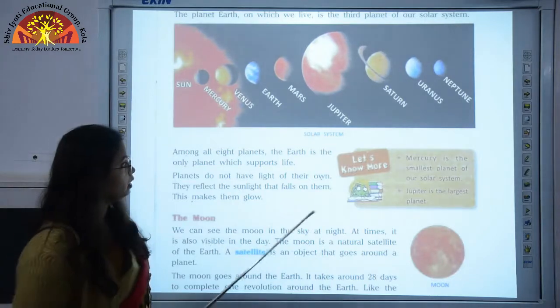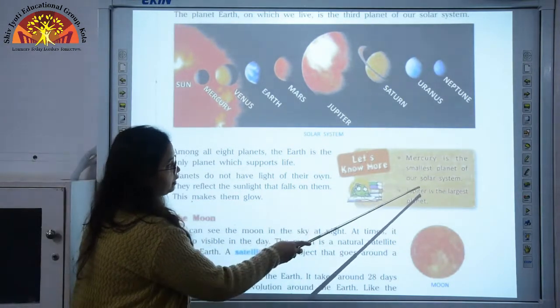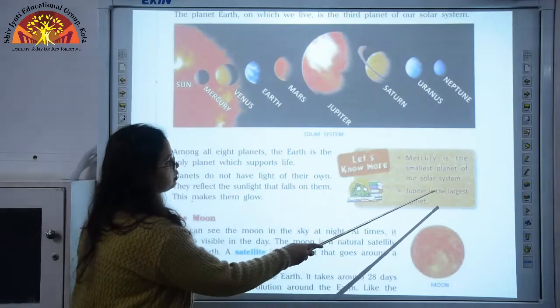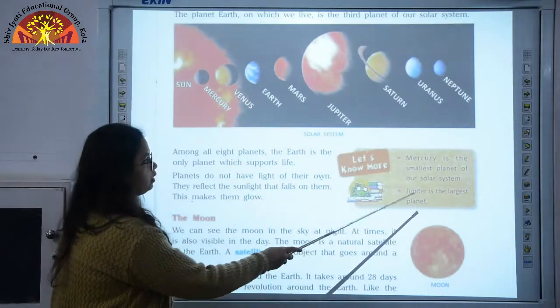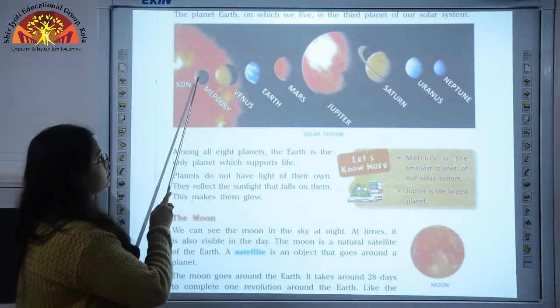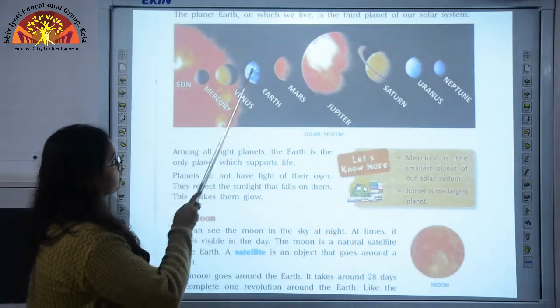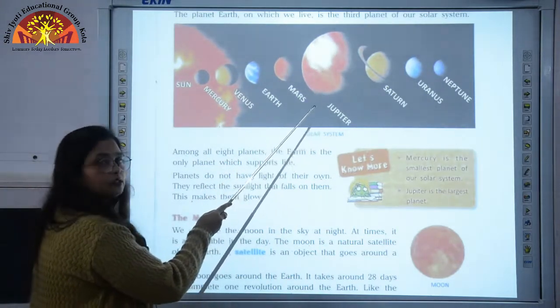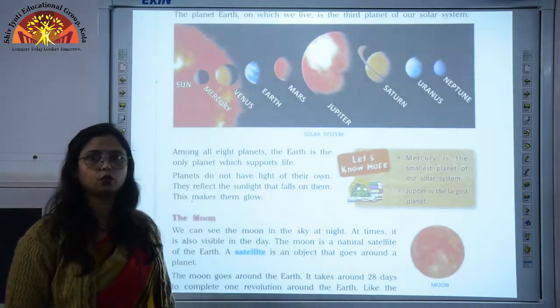Okay. Now here, Mercury is the smallest planet of the solar system and Jupiter is the largest planet of the solar system. You can see here, this is Mercury, it is the smallest planet, and Jupiter is the largest planet of the solar system.